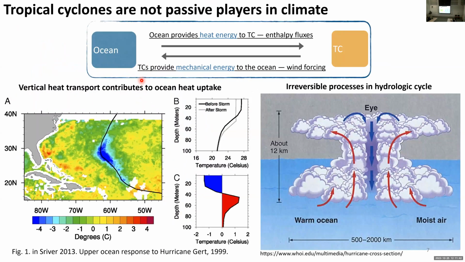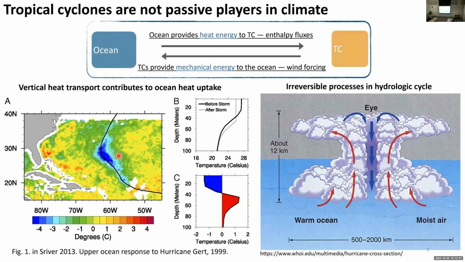However, tropical cyclones are not a passive player in the climate. It means they have feedback to the mean climate. For example, the ocean provides heat to the tropical cyclone, and at the same time, the tropical cyclone generates high wind applied to the sea surface, so it's providing mechanical energy to the oceans. So that's why we usually see cold sea surface temperatures in the wake along the tropical cyclone track.